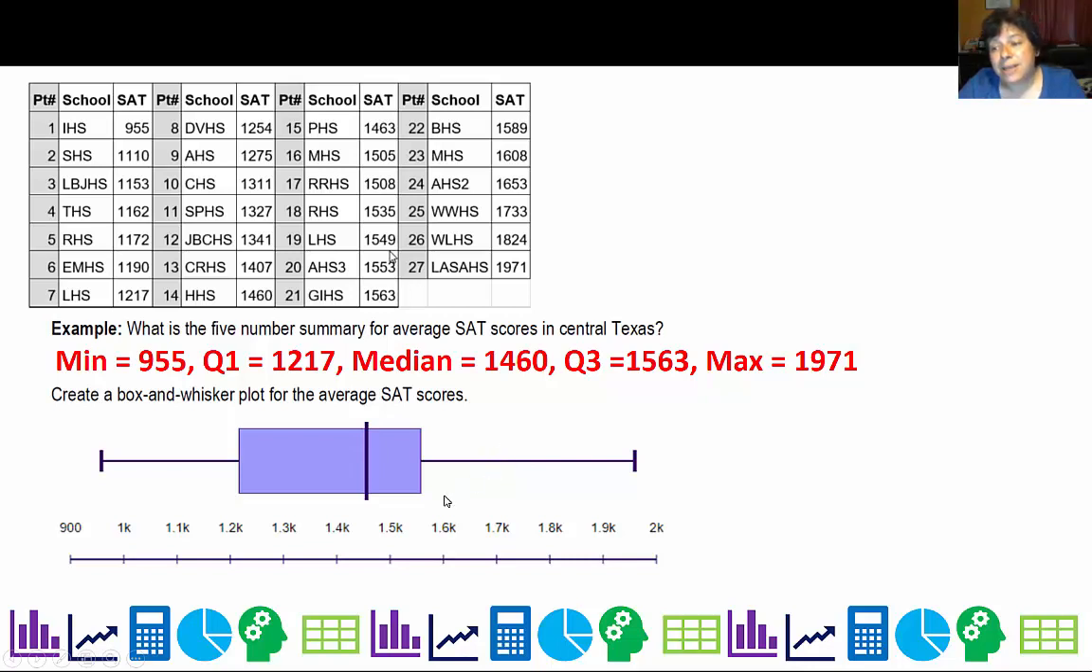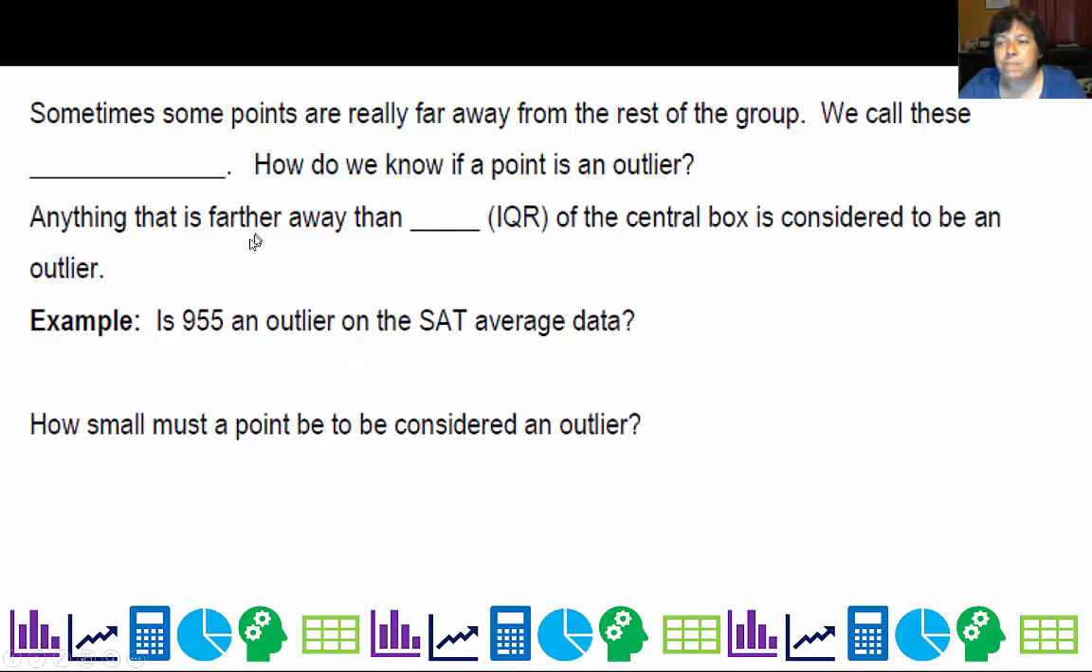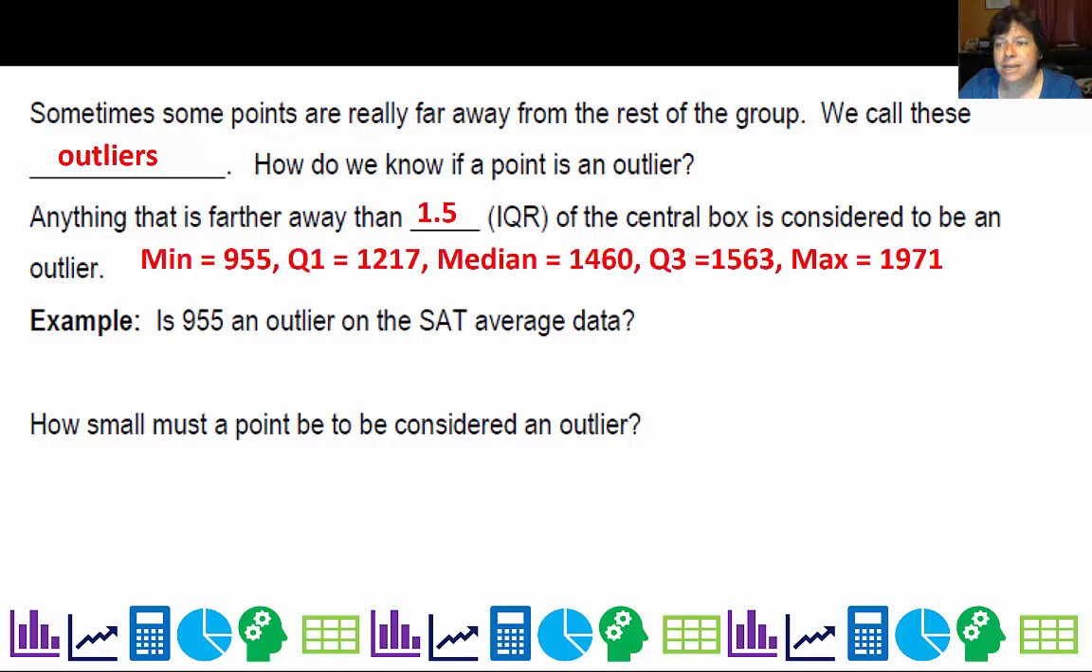Now, in this case, all the points really aren't that far away from each other, but sometimes points are really far away from the rest of the group, and we call those outliers. So how do we know if a point is an outlier? Anything that is farther away than 1.5 of the box widths of the IQR from the box is considered to be an outlier. So is 955 an outlier on the SAT data?